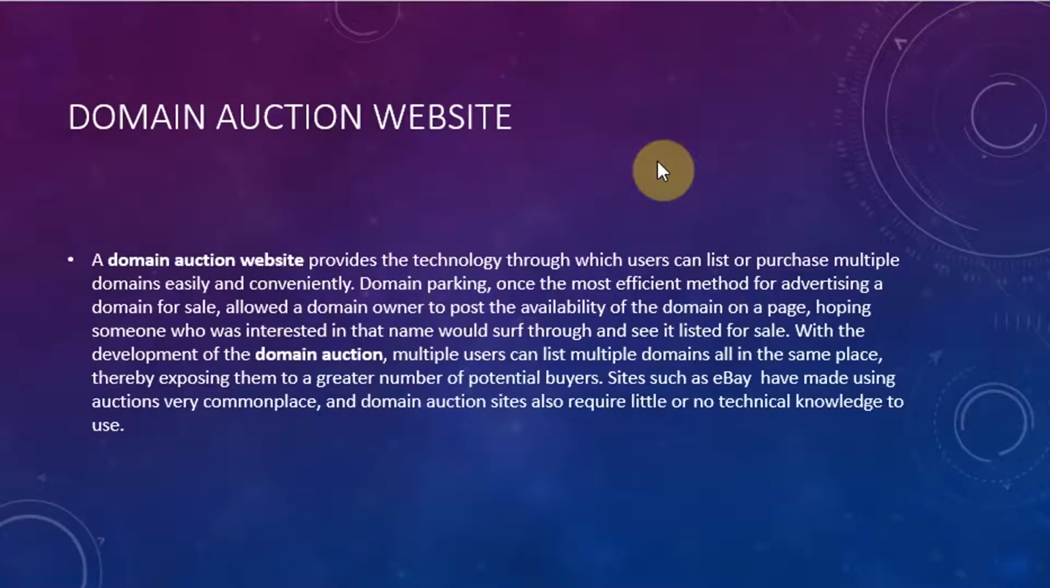So let's say I'm into the business of buying domain names and selling them later. I could buy 4, 5, 6 domain names, and then come to a domain auction website like domain parking and list all my domain names, because the more I list, of course, the more it exposes me to a greater number of potential buyers. Sites such as eBay have been using auctions, which are very commonplace, and domain auction sites also require little or no technical knowledge to use.